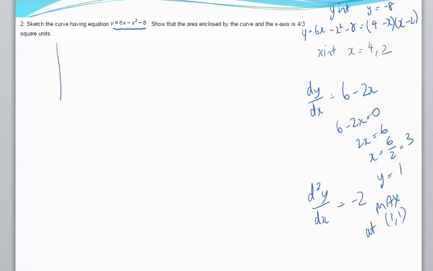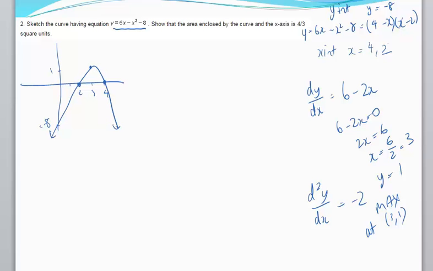Now we're going to start to draw our curve. We know we cut through our x-axis at 2 and at 4. At x equals 3, y equals 1, so at (3, 1) we have a max. And we cut through our y-axis down here at minus 8. So our curve will go like this and on.